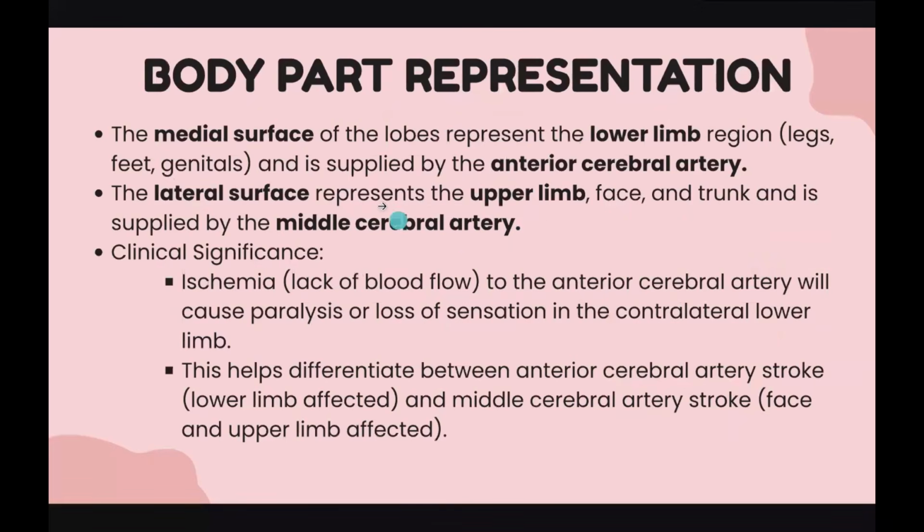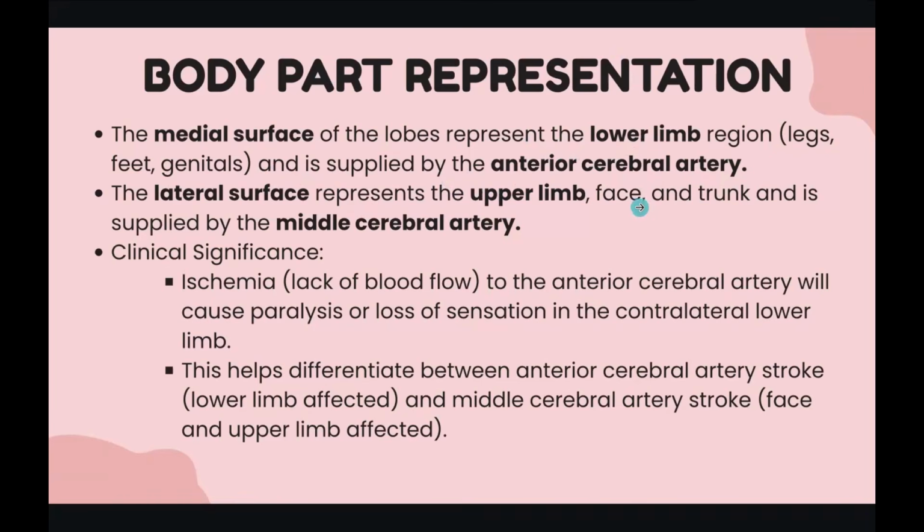All right. I believe we're done with the Brodmann areas, but before we finish these two lectures of the cerebrum, this is something that was mentioned in your lecture, so I included it for the sake of completing the lecture. It's the body part representation. So again, I think this was mentioned in the homunculus, which is the medial surface of the lobe represents the lower limb region. So any damage that happens to the medial surface of the cortex will affect the lower limb region. And it's also supplied by the anterior cerebral artery.